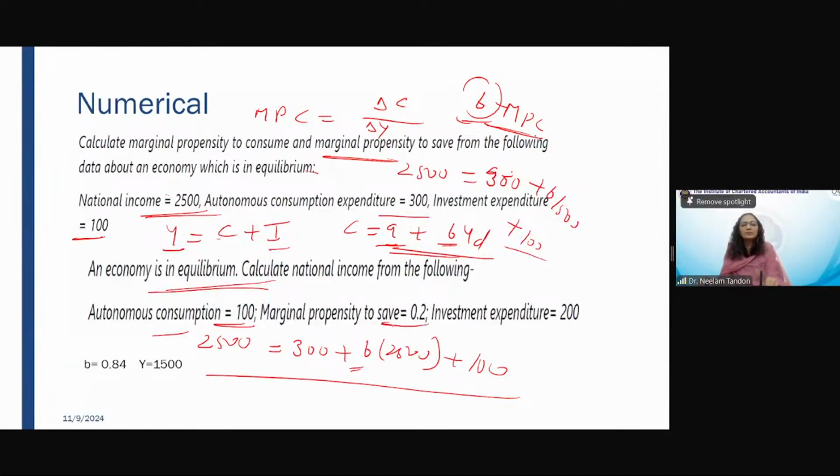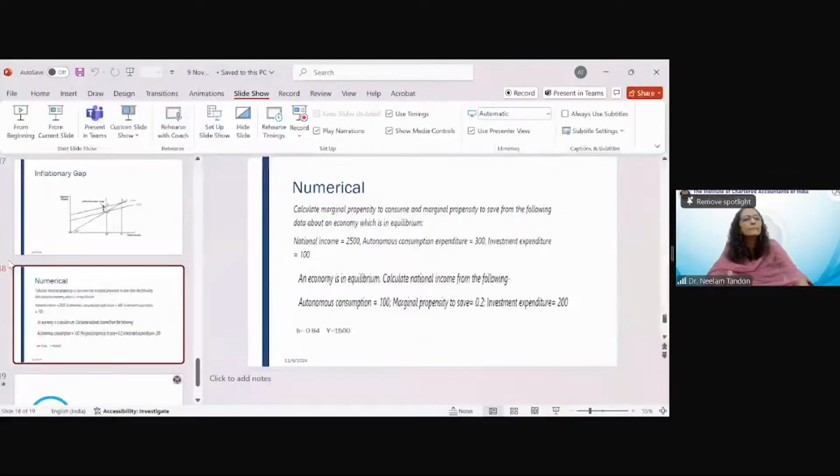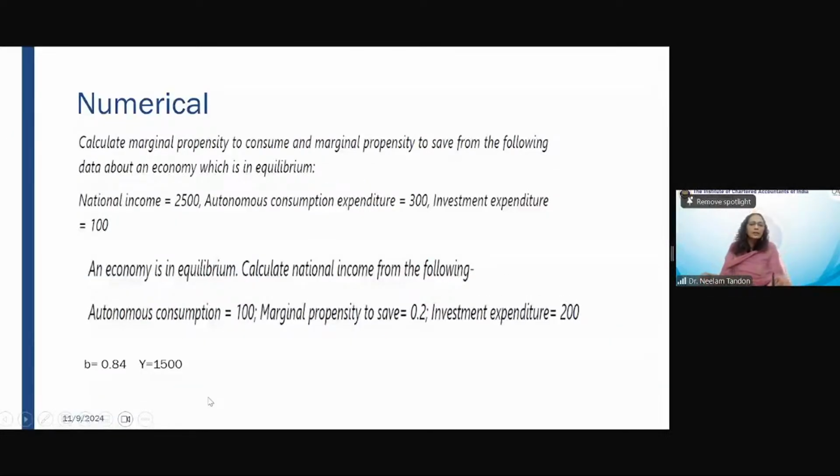Autonomous consumption is given as 100. Marginal propensity to save is given as 0.2, and investment expenditure they have given. So how will you find out? In the first case, the value of B is 0.84. And in the second case, they have given you autonomous consumption, marginal propensity to save, and investment expenditure. They are asking you national income.